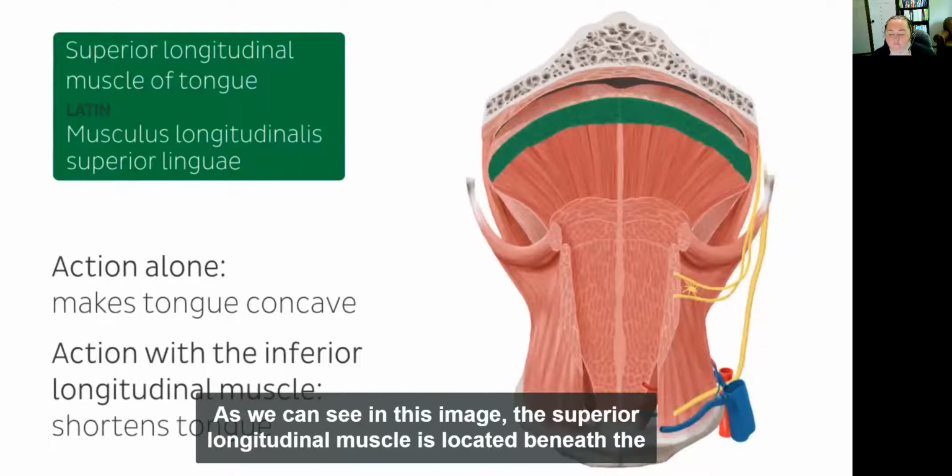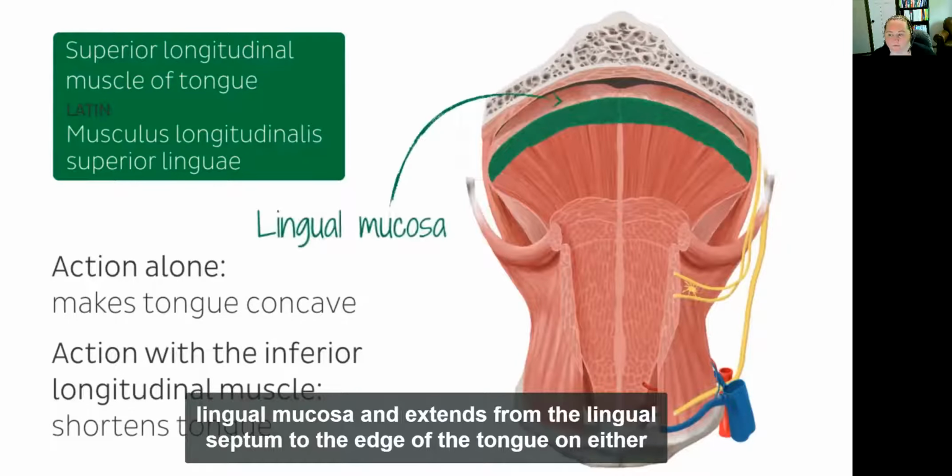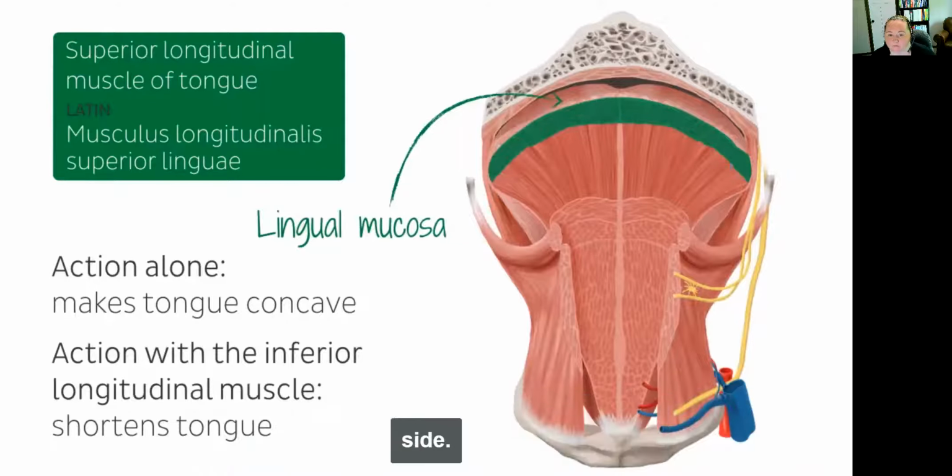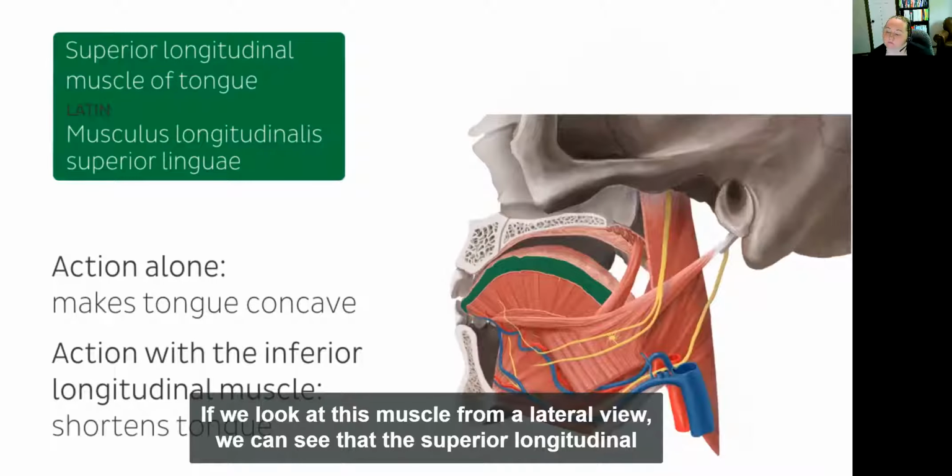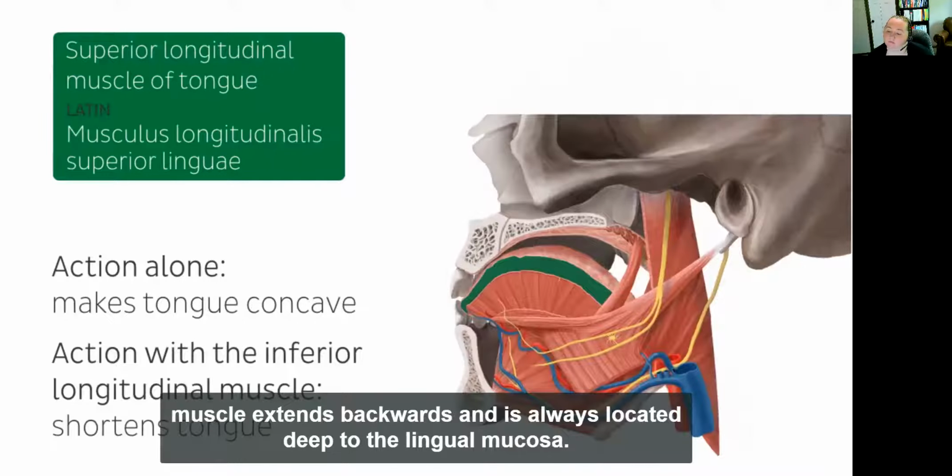As we can see in this image, the superior longitudinal muscle is located beneath the lingual mucosa and extends from the lingual septum to the edge of the tongue on either side. If we look at this muscle from a lateral view, we can see that the superior longitudinal muscle extends backwards and is always located deep to the lingual mucosa.